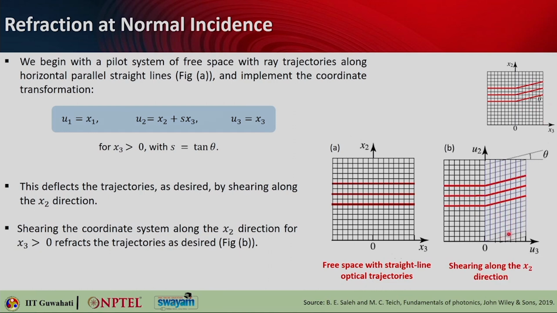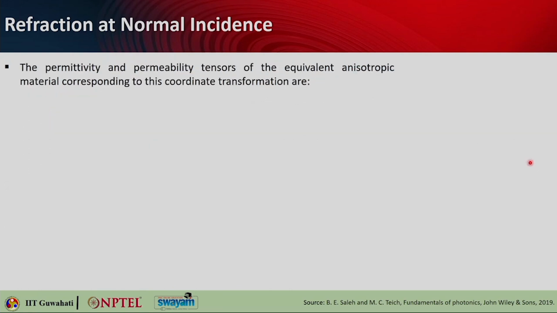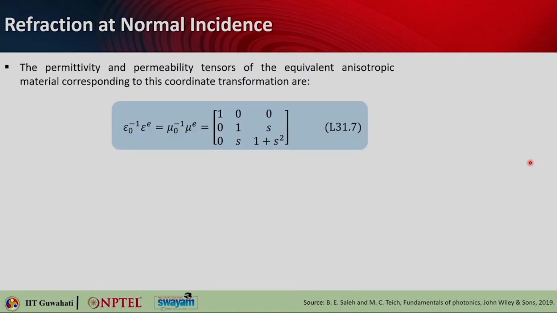So it will become like this because you are shearing it, so along x2 things will change, and that change is basically bringing this angle theta. So how do you do it now? Now we have to find a material that does it for us. So we have to again go back to find out the permittivity and permeability tensor of the equivalent anisotropic material, and you can use the same formula, that is epsilon naught inverse epsilon e will be equal to mu naught inverse mu e should be equal to determinant of A inverse, then A transpose, and you have A.